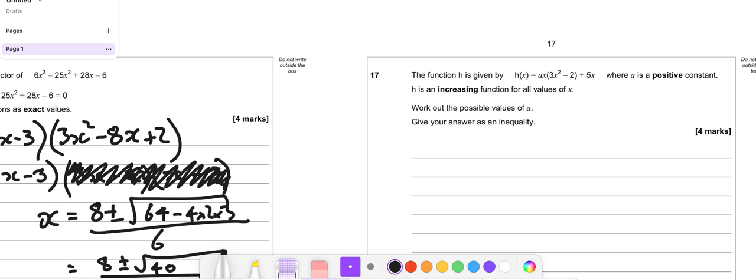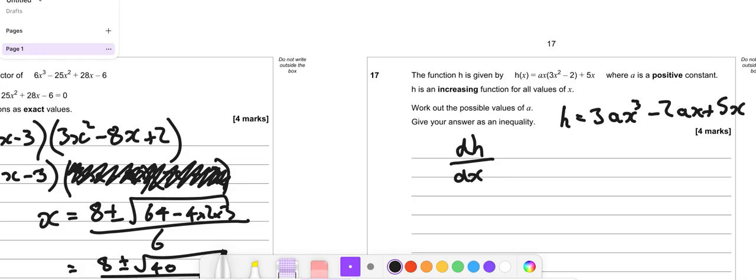Okay, so if it's an increasing function, then dh by dx must be bigger than 0. So let's just multiply this out. H equals 3ax cubed minus 2ax plus 5x. dh by dx therefore equals 9ax squared minus 2a plus 5. And we're working out when this is bigger than 0.